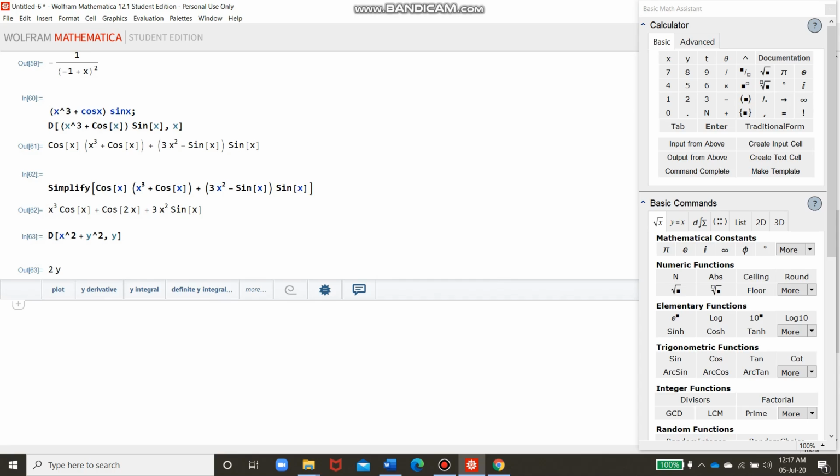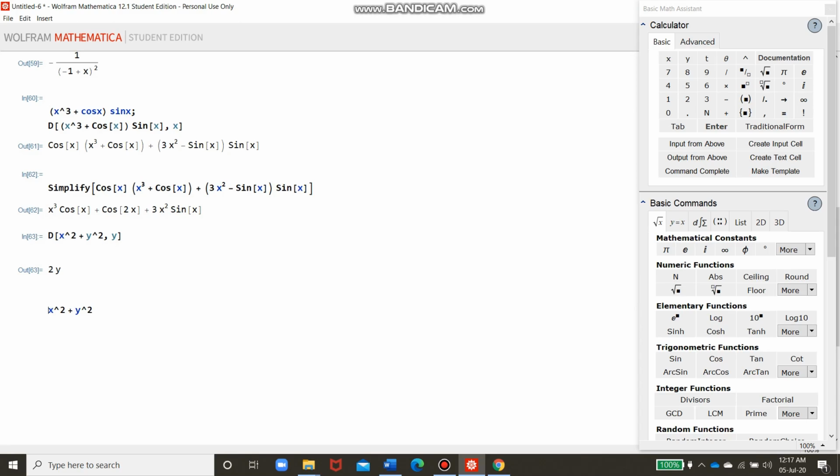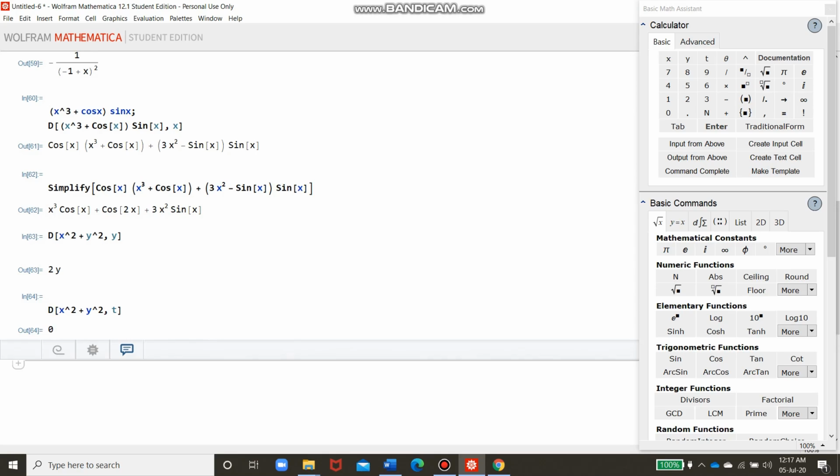You can do differentiation with respect to anything. For example, suppose I'm doing differentiation with respect to t, let's see what our answer is going to be. It's supposed to be 0, and it is 0. So this is how we play around with the differentiation function.